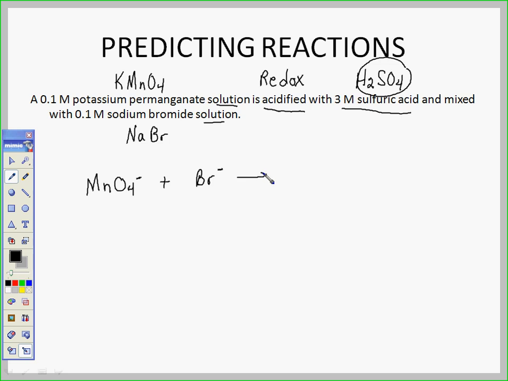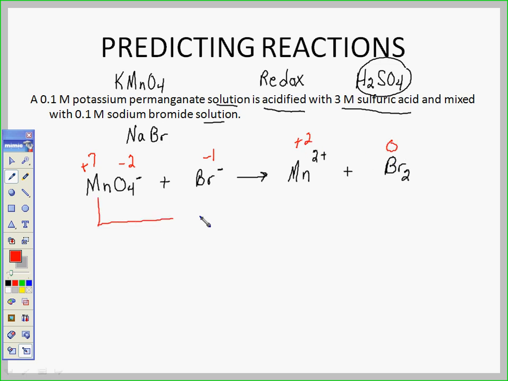Now, since it is an acidified solution, you need to memorize that permanganate reduces to the manganese 2+ ion. And since that's a reduction, that means the bromide's an oxidation, and that's going to go to diatomic bromine. Let's put in our oxidation numbers so we can balance the electrons.